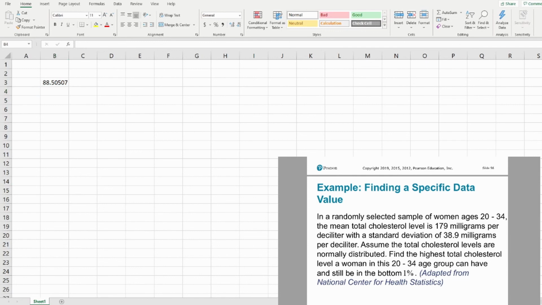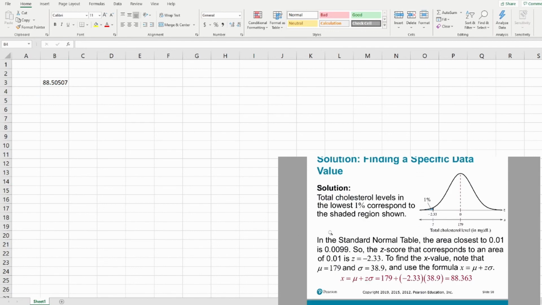If you run that, you will get our score here. It's not a z-score. I threw myself off for a second. It is x equals 88.363, where I will say also that negative 2.33 is kind of an important z-score to know as well.